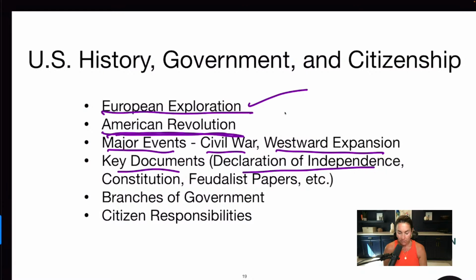Key documents, Declaration of Independence, Constitution. This should say Federalist Papers. Sorry, that says Feudalist Papers. It should say Federalist. I mistyped there. Sorry about that. Branches of government, and then, of course, citizenship. This is civics. A lot of information here.